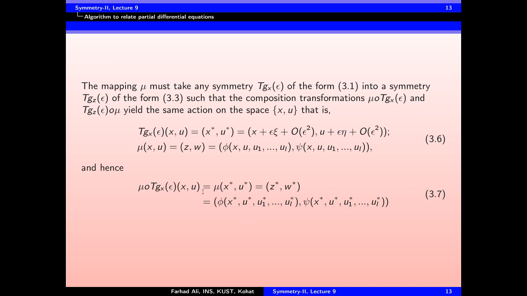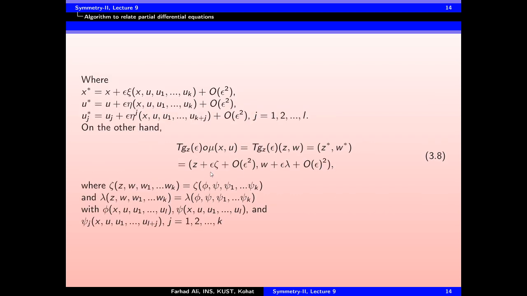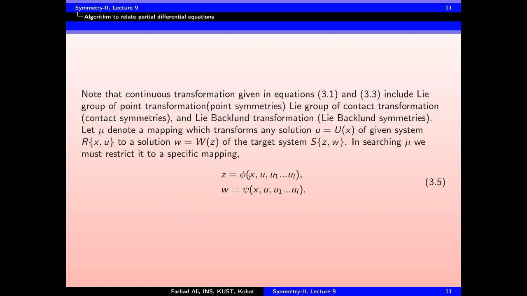So we will equate this composition 3.7 and 3.8, which are given over here. Chi of Z, W, W1 up to WK will become chi with Z going to phi as a mapping, so W goes to psi, W1 goes to psi 1, and so on. Similarly, lambda of Z, W, W1 up to WK will go to lambda of phi, psi, psi 1, with phi and psi defined in 3.5, yes, over here.